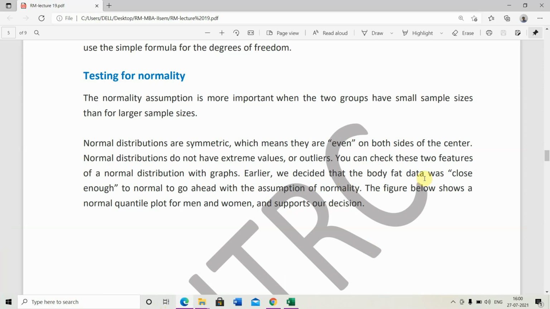Earlier we decided that the body fat data was close enough to normal to go ahead with the assumption of normality. The figure below shows the normal quantile plot for men and women and supports our decision.